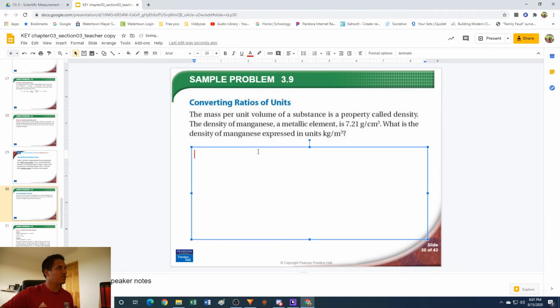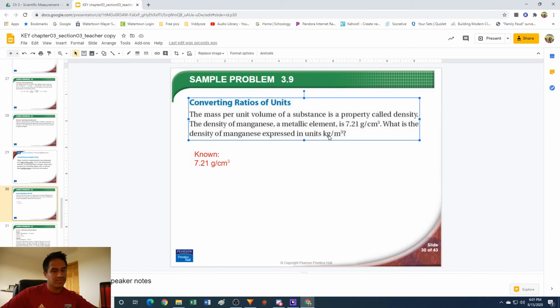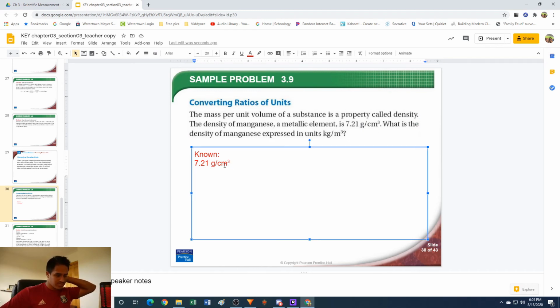So again, let's do what we know already. What are our known things? We know the density, which is 7.21 grams per cubic centimeter. And we're going to need to convert grams to kilograms and cubic centimeters to cubic meters. So let's think about what is the conversion between grams and kilograms. Well, kilo means 1,000 times bigger. So a kilogram is 1,000 times bigger than a gram. So there are 1,000 grams in 1 kilogram.